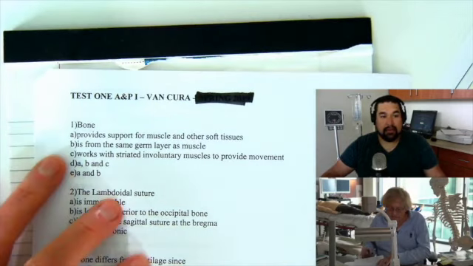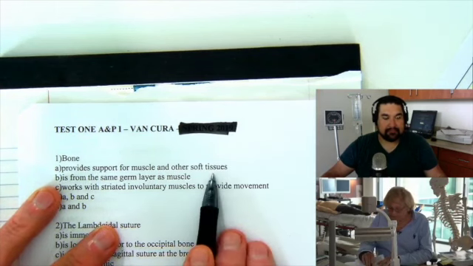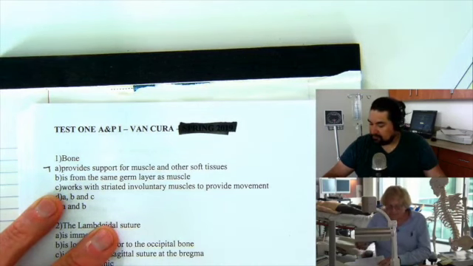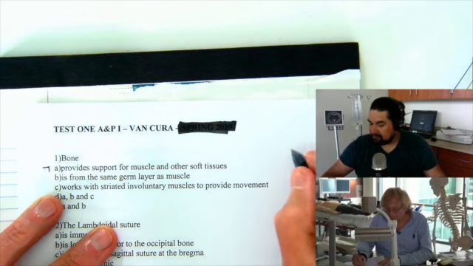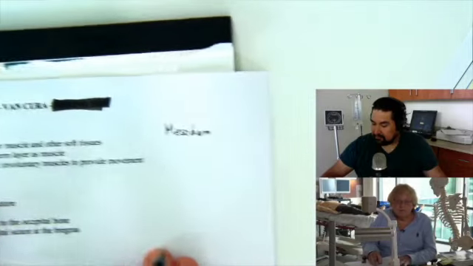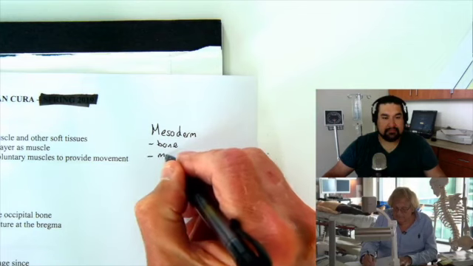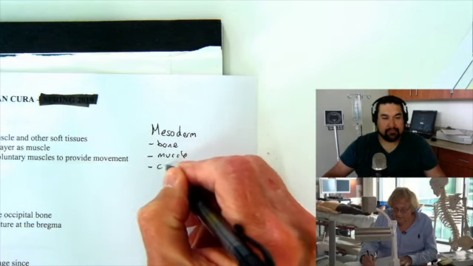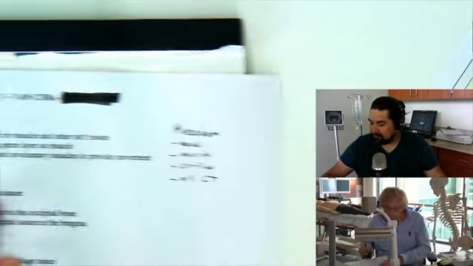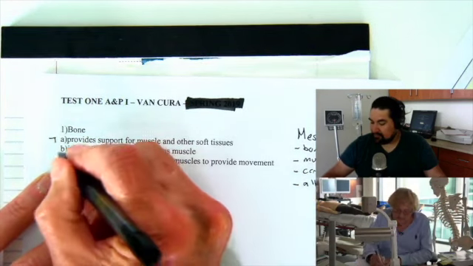It says bone. What does bone do? Well, let's try and analyze it. Does it provide support for muscle and soft tissues? Well, that's true. It says it's from the same germ layer as muscle. You have to realize that bone comes from mesoderm. And mesoderm is going to comprise bone and muscle and cartilage and all connective tissue. And so is it from the same germ layer as muscle? Well, bone and muscle are both that, so that's absolutely true.